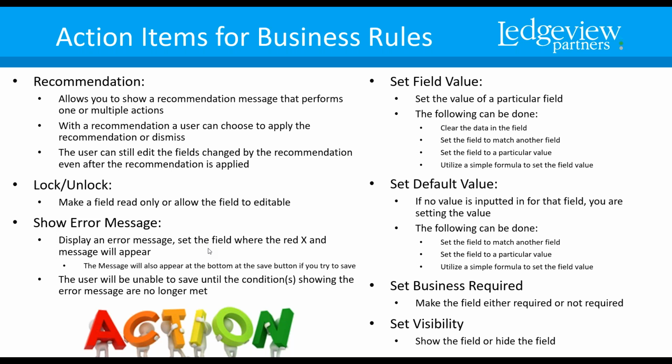Set field values. Set the value of a particular field. It can be done in the following manners. You can clear the data. So if these certain conditions are met, clear the data out of this field. You can set the field to match another field. So set estimated revenue to equal budget amount. You could do that. Set the field to a particular value. Set estimated revenue to $5,000. Or utilize a simple formula to set the field value.